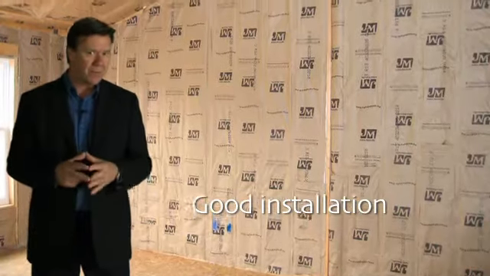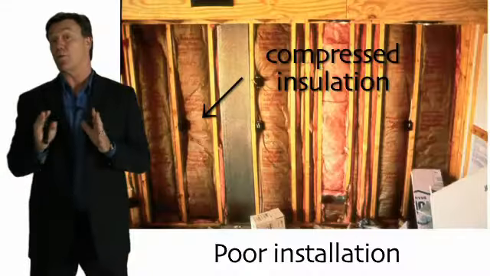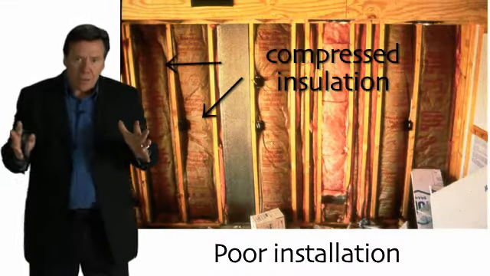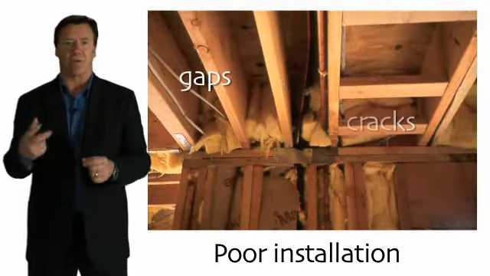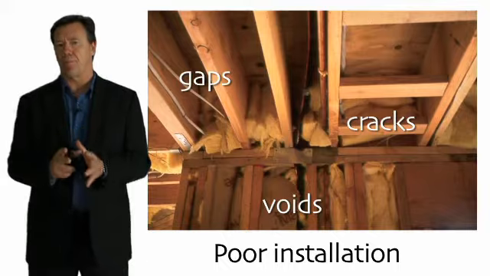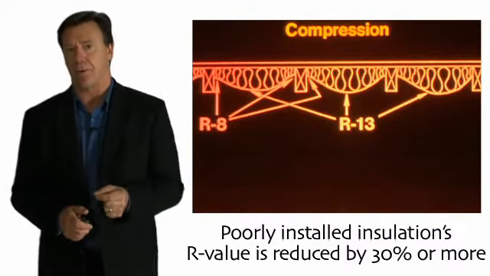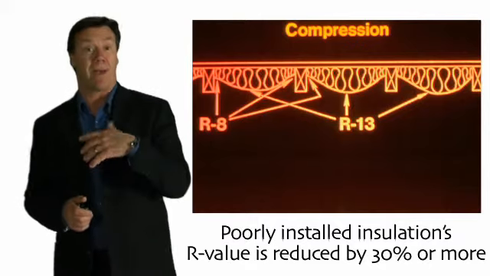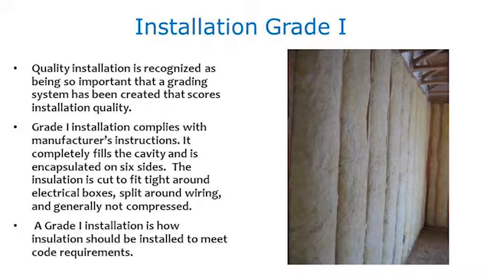Another important part of this checklist looks at how insulation is installed. The performance of insulation is directly proportional to how well it's installed, because when you compress insulation, it loses a lot of its R value. And if insulation has gaps, cracks and voids, it's not going to perform as well. In fact, studies have shown that insulation that's installed improperly can have its R value reduced by 30% or even more.